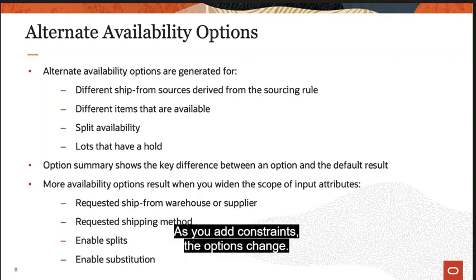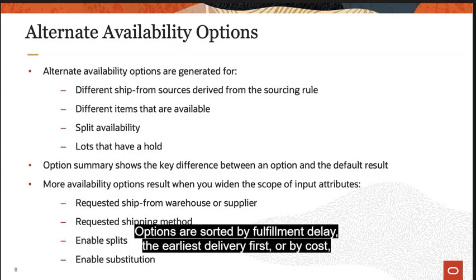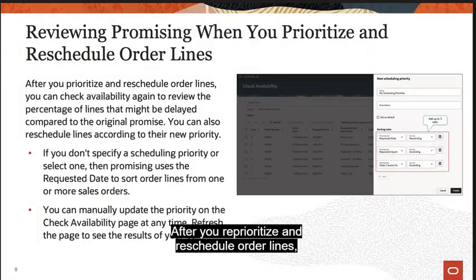As you add constraints, the options change. For example, if splits and substitutions aren't allowed, global order promising limits the choices accordingly. In the most constrained case, where a specific ship from is required and neither splits nor substitutions are allowed, the options come only from that warehouse, possibly varying shipping methods to meet the customer delivery date. Options are sorted by fulfillment delay, the earliest delivery first, or by cost, or whether substitutes are used.